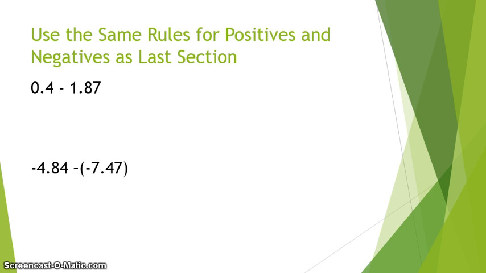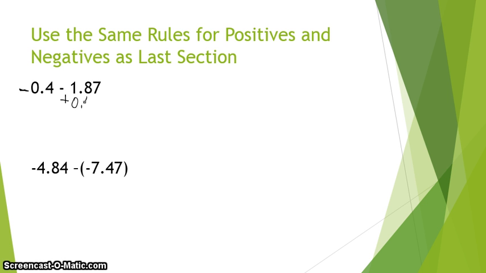You're going to use exactly the same rules for positives and negatives as in the last section. So your rules were if the signs are the same, you add and keep the sign. If the signs are different, you're going to subtract and keep the sign of the bigger. Just to make it interesting, let's make this a negative 0.4. So I have negative 0.4 minus 1.87. Both of these are negatives, which means I'm going to add them and keep the sign.